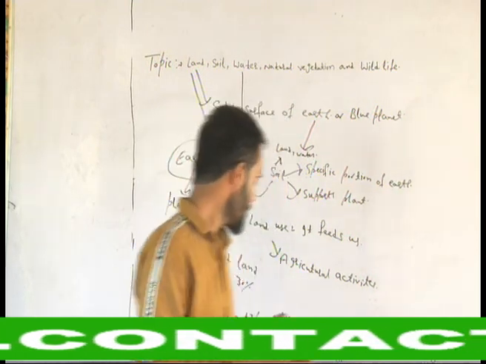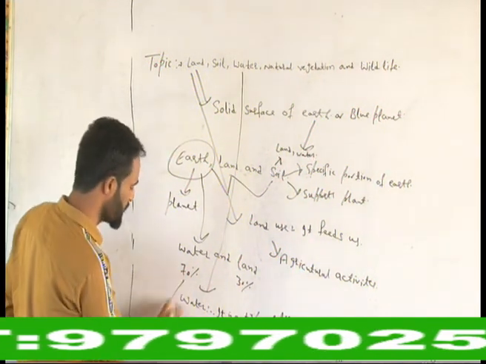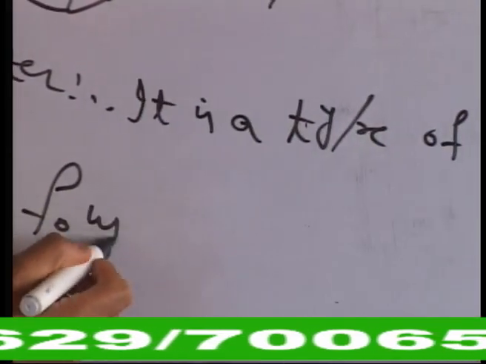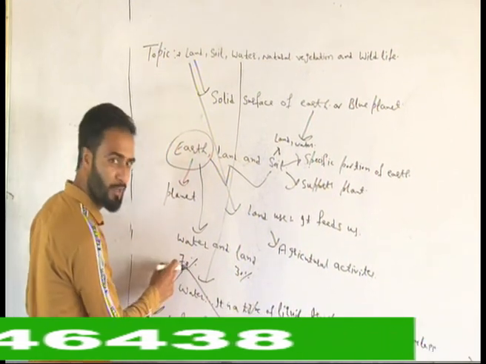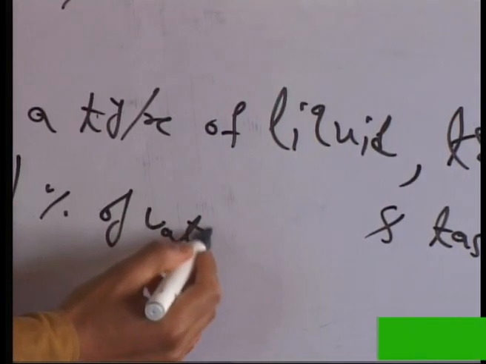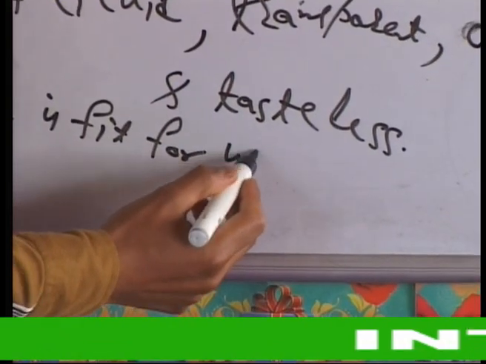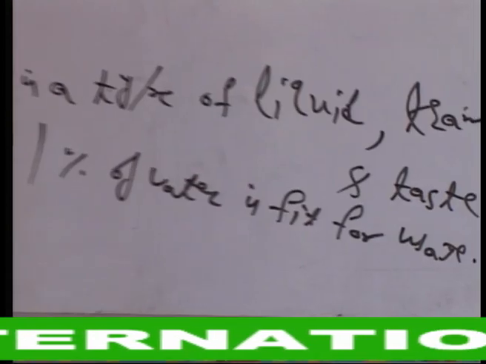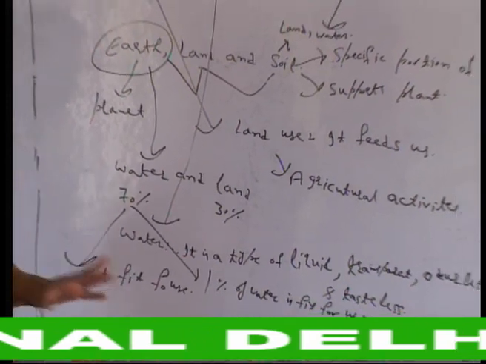As I may make it clear, this 70% of water, all the 70% of water is not fit for use. Only approximately 1% of water among this 70% is fit for usage. और we can say only 1% जो पानी का है ये हम इस्तेमाल कर सकते हैं for drinking purposes, for domestic purposes, for washing clothes.